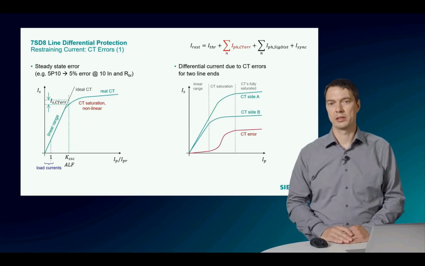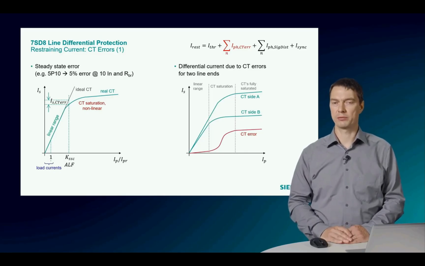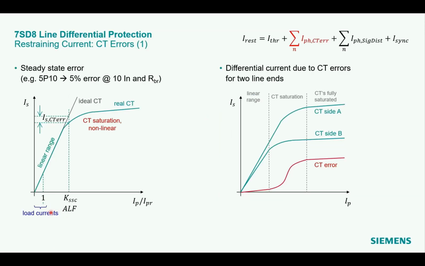First, we will have a look at the stabilization component, which is derived from the CT errors. On the left-hand side, the transfer characteristic of a real CT is shown. This is a blue curve. The secondary current is drawn as a function over the primary current. An ideal CT would transform the primary current until infinity. Now this is not the case because the real CT will saturate or will have some kind of saturation. So it will have some nonlinear effects.